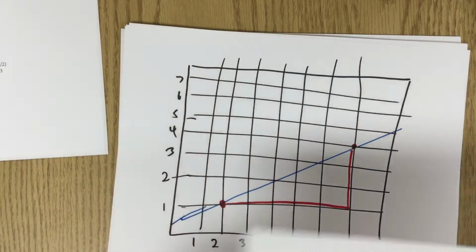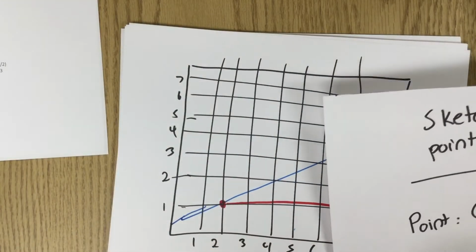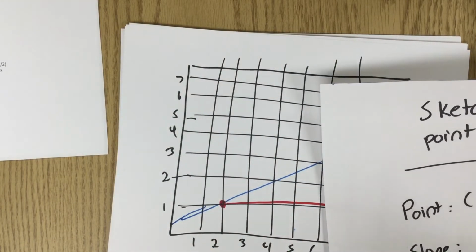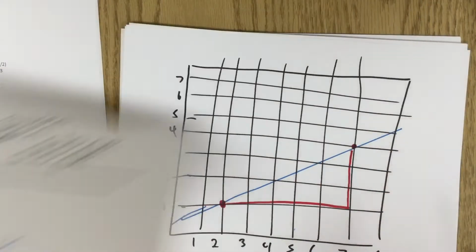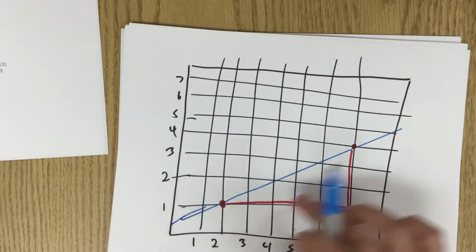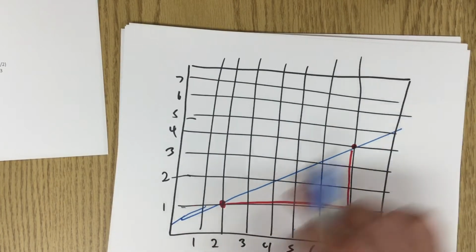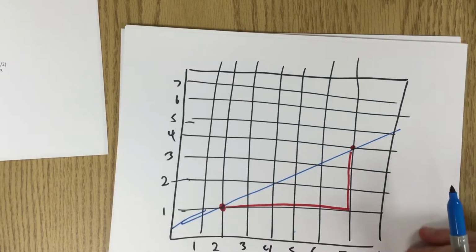And there we go. So what I've done is, if I said give a sketch of a graph that starts at (2, 1) and has a slope of 3 over 5, this blue line is a line that goes through that point and has that slope.